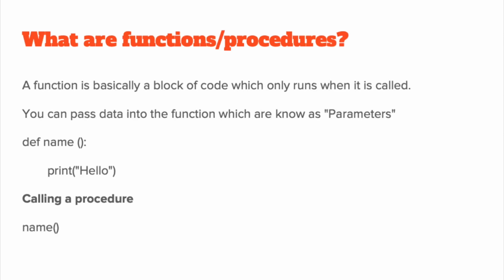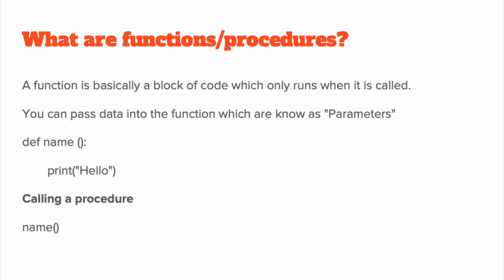So functions and procedures are just a block of code which only runs when it's called. If you don't call it, it will just stay there, it won't do anything. Now you can pass data to these functions, which are known as parameters, and generally procedures and functions are the same thing in Python from the implementation point of view. The only difference is that functions will return a value or multiple values back to the main program. Procedures will just do something and that's the end of it. They will not return anything back to the main program.